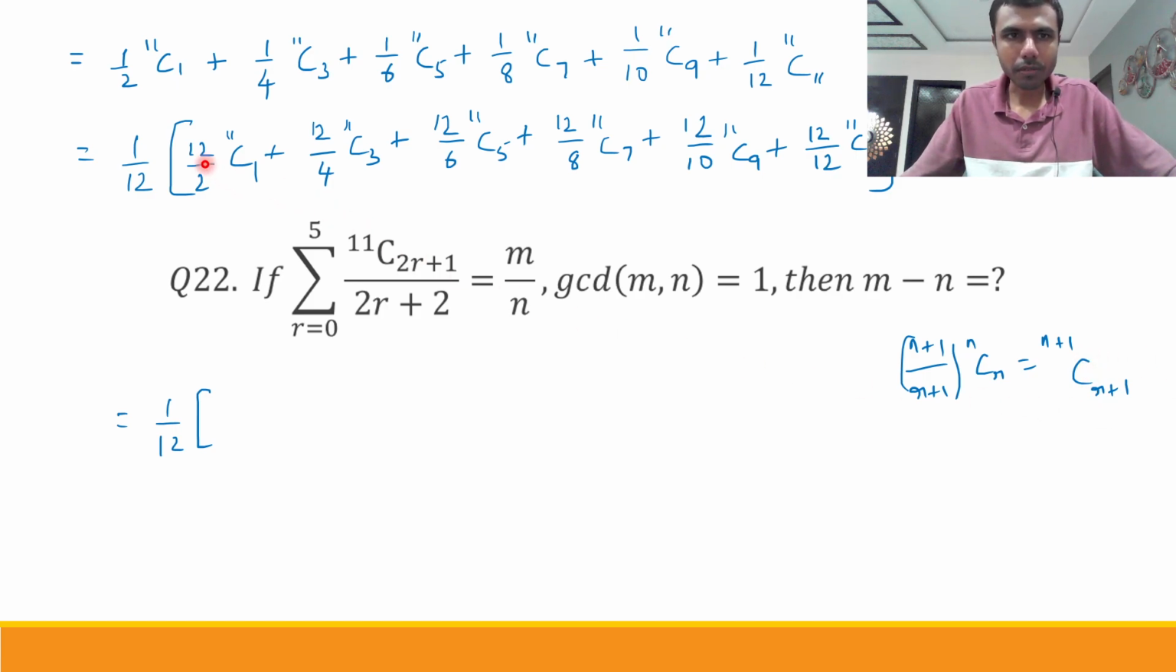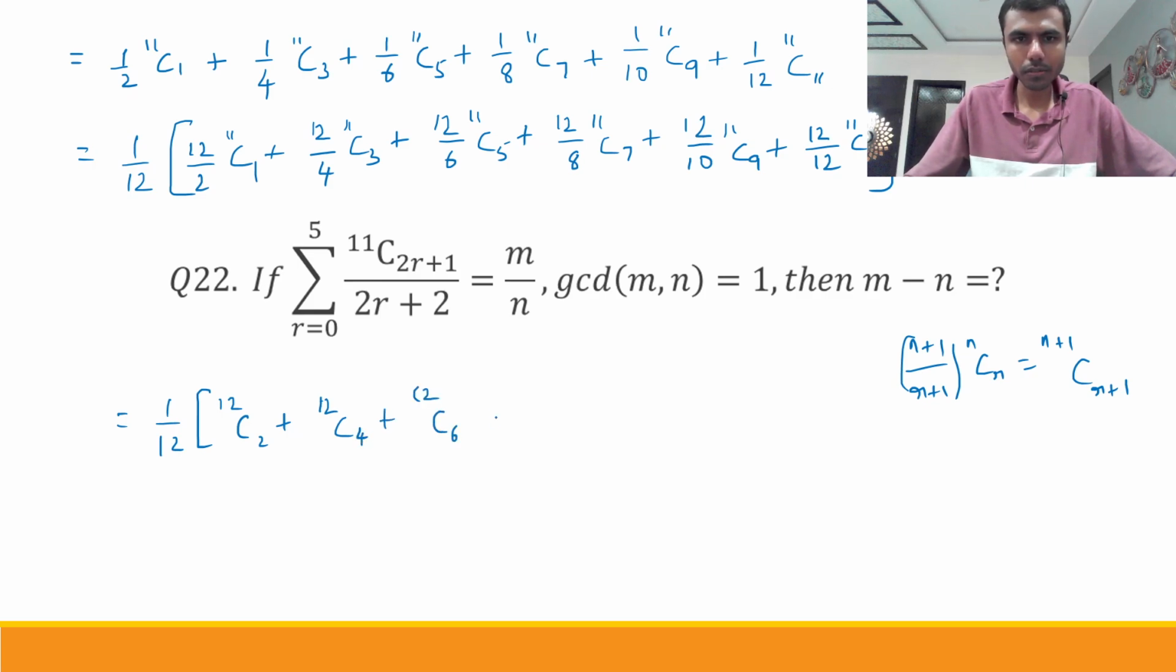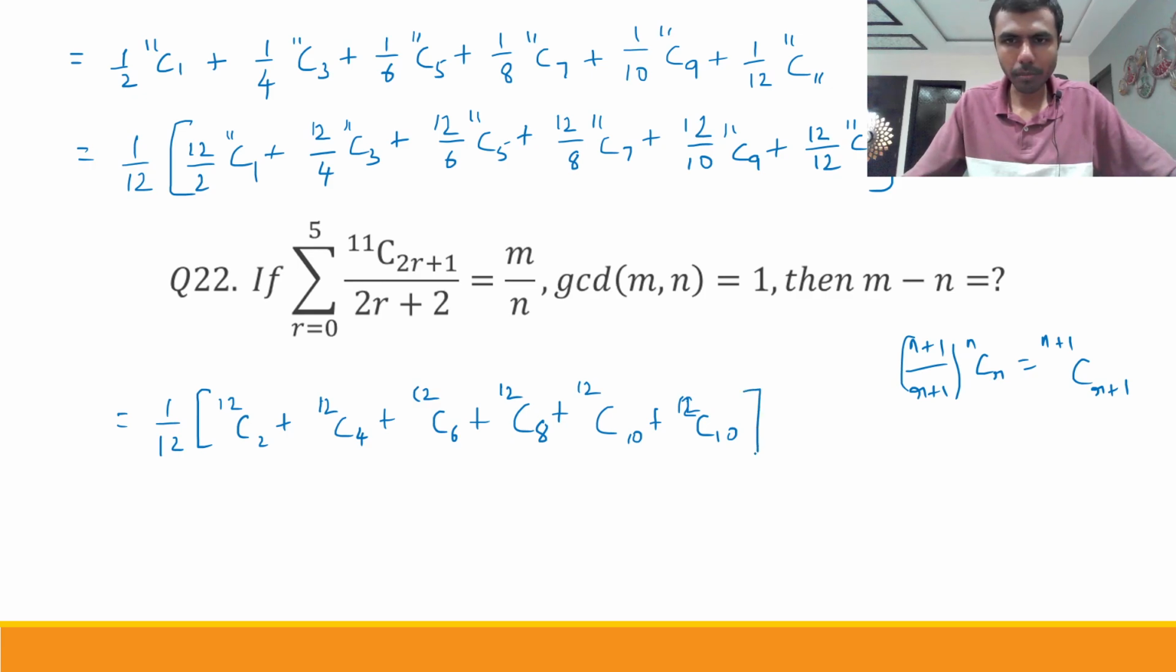So the first term would become (n plus 1)C(r plus 1), so this would be 12C2. The next one would be 12C4, and 12C6, 12C8, 12C10 and 12C12. Now you see, it's in a particular pattern.